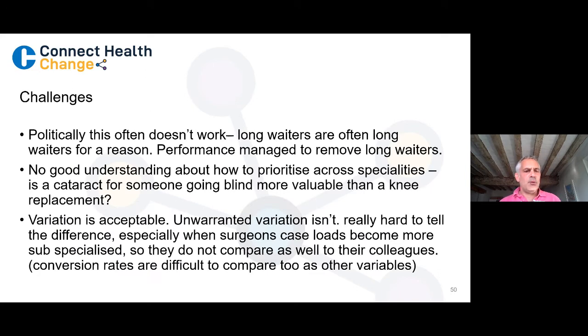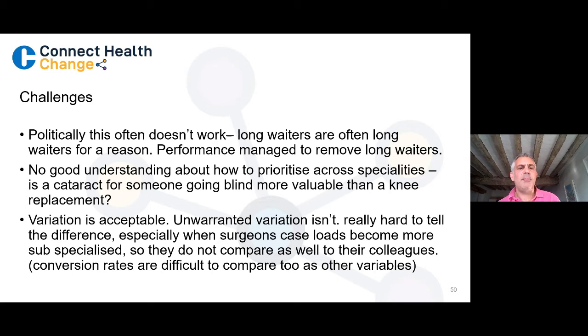So for me, this all sounds quite easy, but I've been talking about this for a long time, and it is actually really, really hard. So I've just thought of some way of trying to bring it to life, with some examples of the challenges that I see regularly. At the moment, politically, there is a massive drive and desire to treat the long waiters. We are focused on by our regulatory bodies to make sure we achieve those targets. But the reason why they're long waiters is often for a reason. Waiting a long time doesn't make you the most needy in a population.